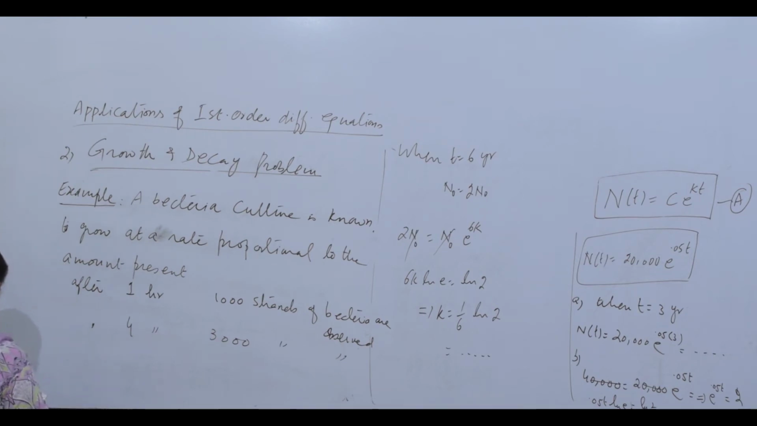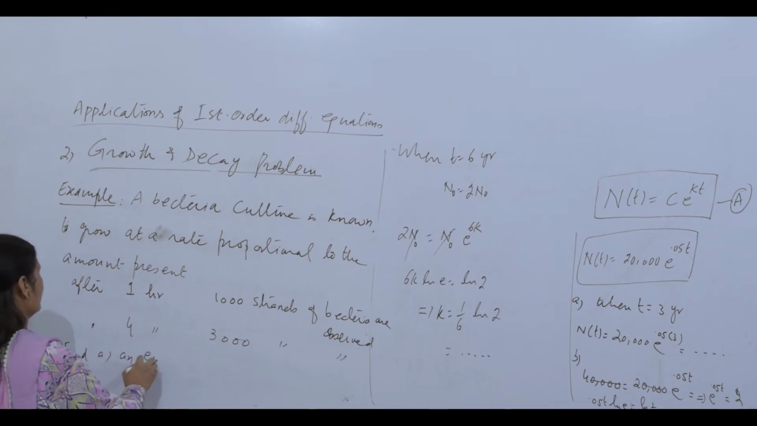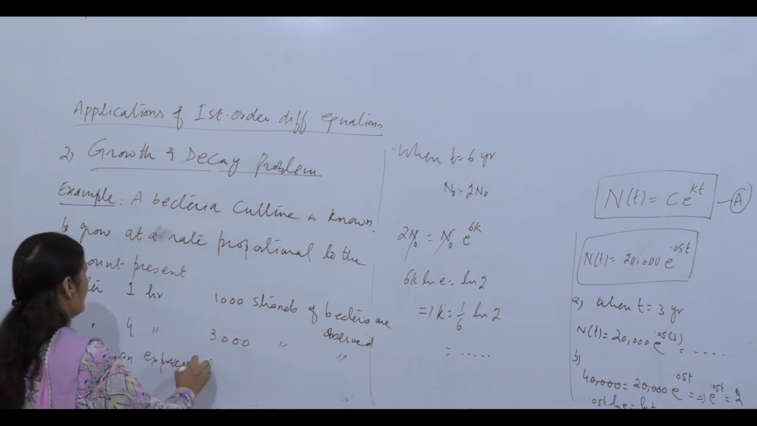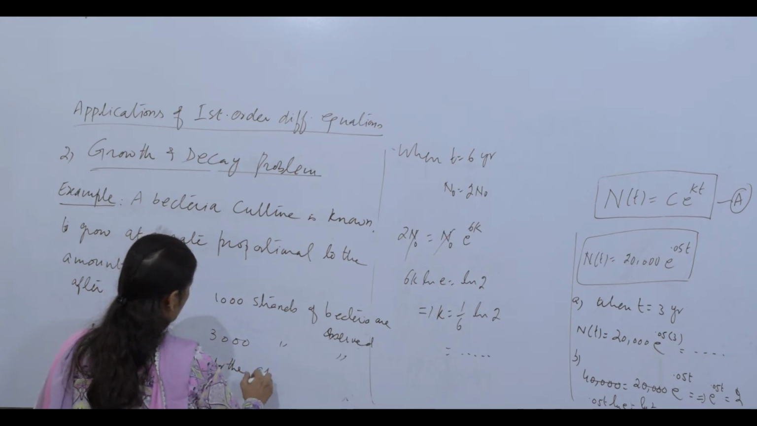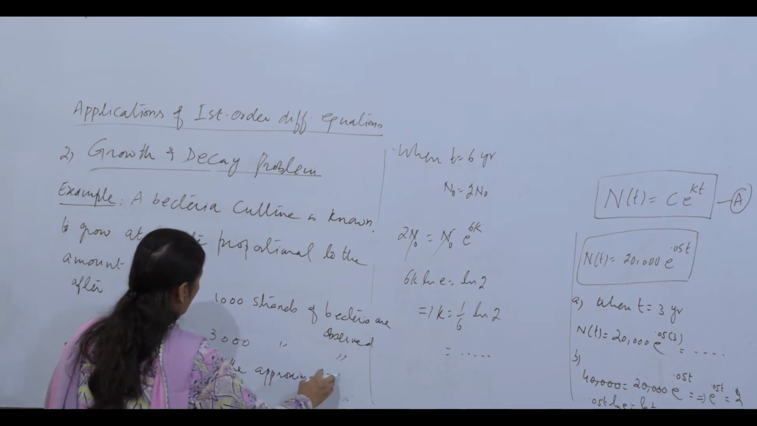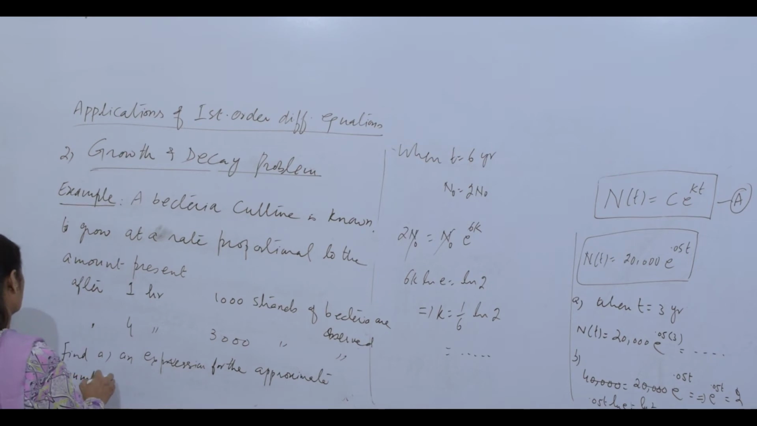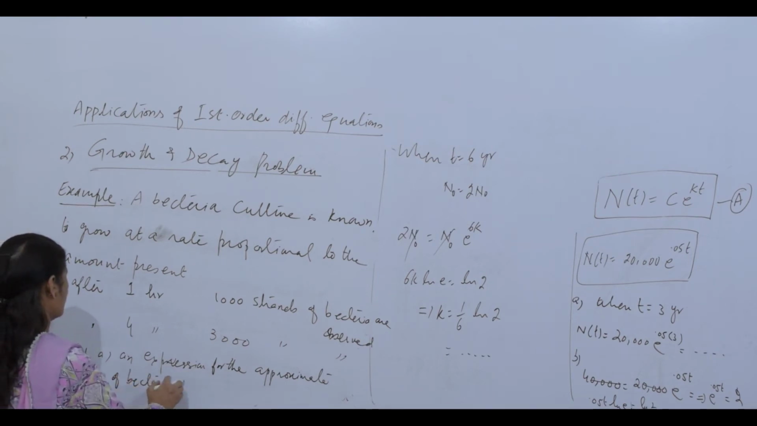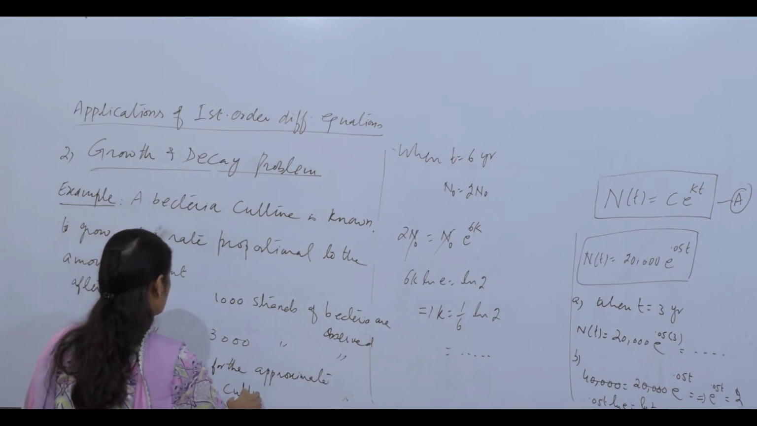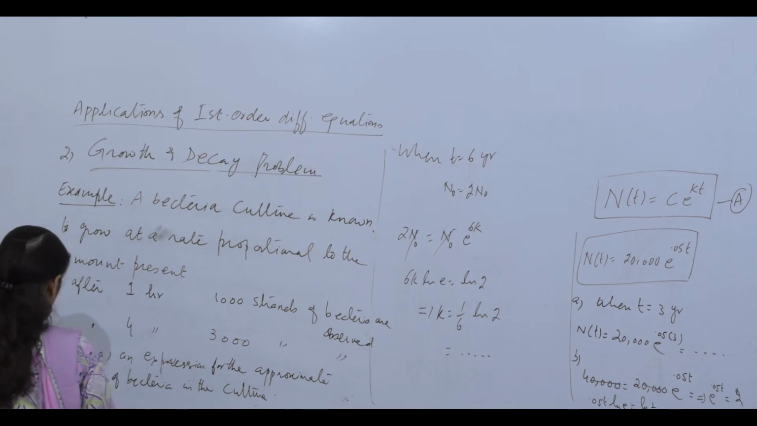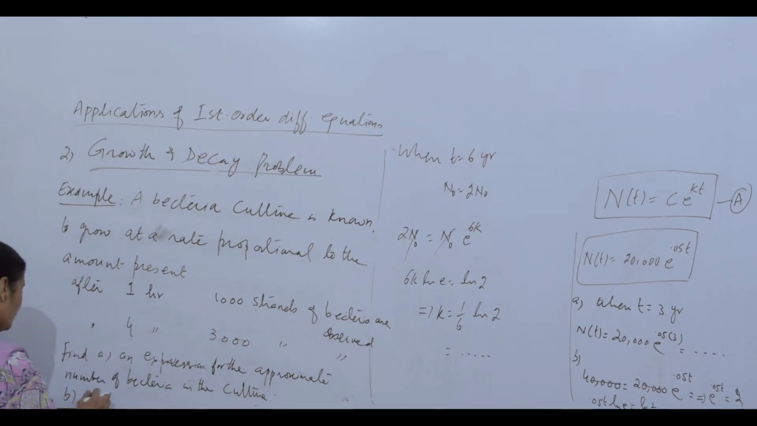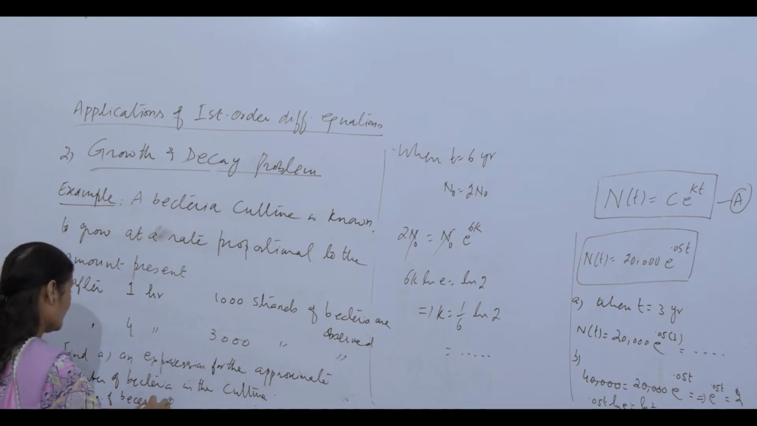Find A, an expression for the approximate number of bacteria in the culture, or B, the number of bacteria originally in the culture. How many bacteria were originally in the culture?